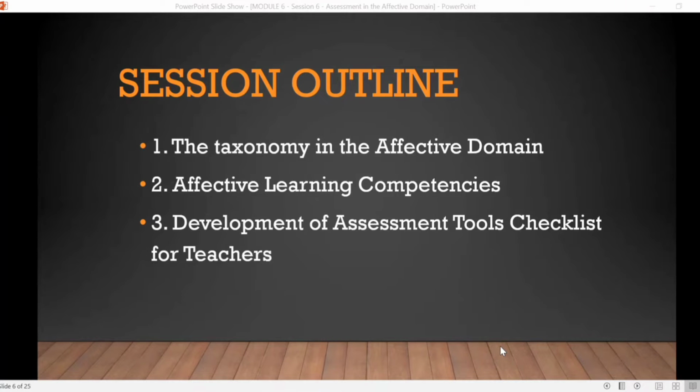Okay, you also know the checklist. You also know observation and of course the other tools that we could use when we assess the performance of the child. Now, our focus here, our emphasis, will be the tools or instruments that we use in order to assess the affective domain. What are those? Okay, we will find out later.